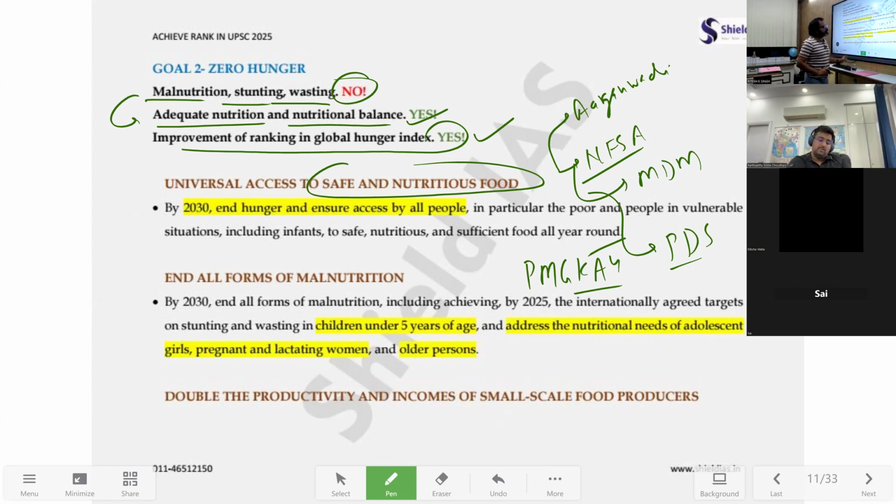Now, what can be done is, for example, when we talk about the growing up years, we have to reduce malnutrition, stunting, and wasting. So what becomes important? Anganwadi and midday meal become important. By allocating more budget to Anganwadi and midday meal, more nutritional supplements can be added for balanced nutrition, and hence reducing stunting, wasting, and malnutrition.